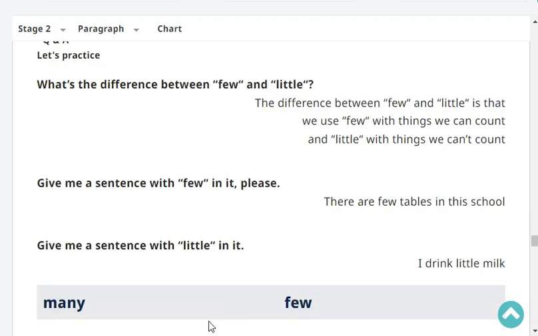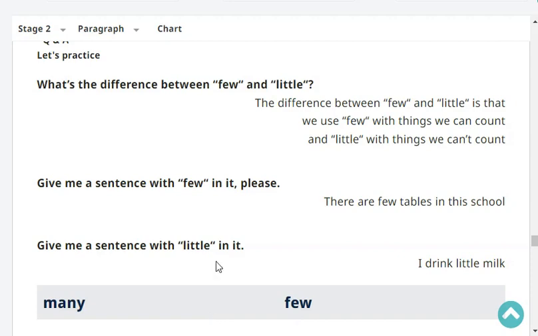Let's practice. What's the difference between few and little? The difference between few and little is that we use few with things we can count, and little with things we can't count.